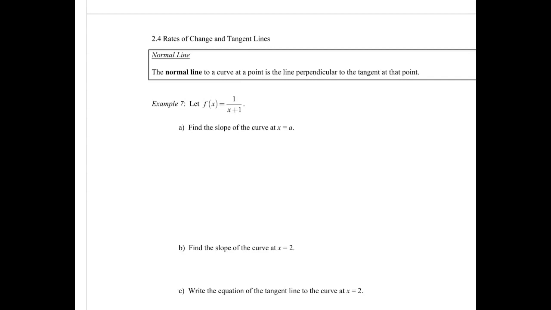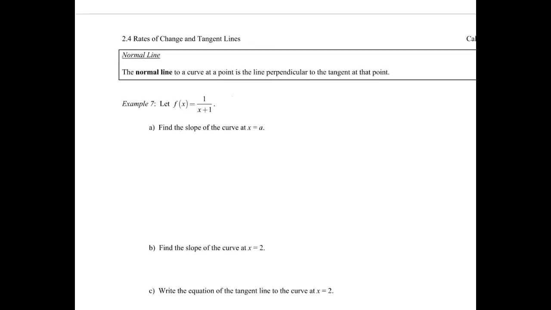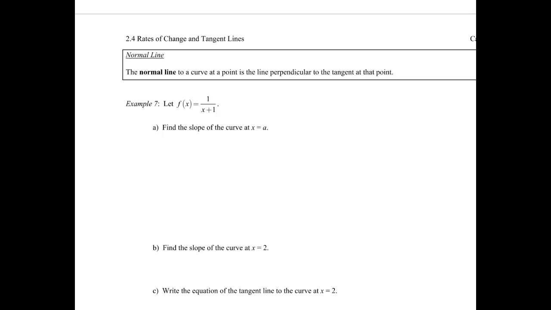Alright, so to find the normal line on a curve, the line perpendicular to the tangent line at the point, we're still going to use this magical thing, which is that m is equal to the limit as h goes to 0 of f of a plus h minus f of a all over h. In this particular case, my f of x is just 1 over x plus 1.